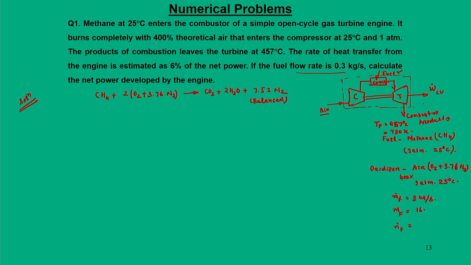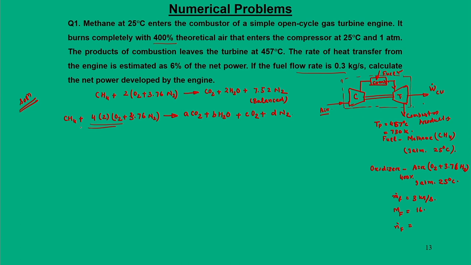Now, with 400% theoretical air, what is the reaction going to be? We have to write it as CH4 plus 4 times 2 O2, meaning air is supplied 4 times that of the fuel, plus 3.76 N2. Now, it will give you some number. We do not know what these are: A CO2 plus B H2O plus C O2, because it is excess air, so there is higher oxygen, plus D N2.